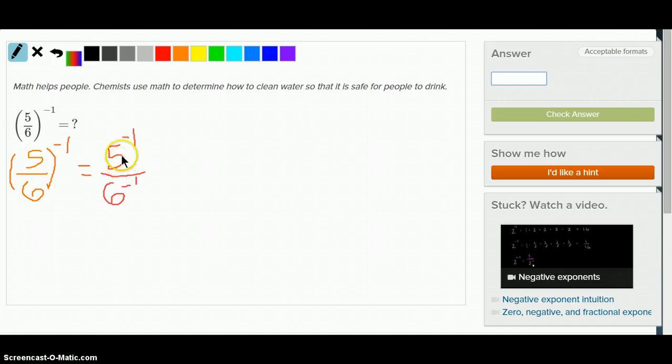So if we're doing the reciprocals for each of these, then we could also say that if we just flip these over and change these exponents to positive, this denominator will become 5 raised to the 1, and the numerator here would become 6 raised to the 1. And each number raised to the 1 is just by itself, so that's just the same as 6/5.